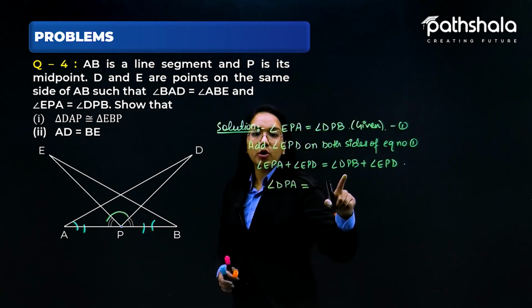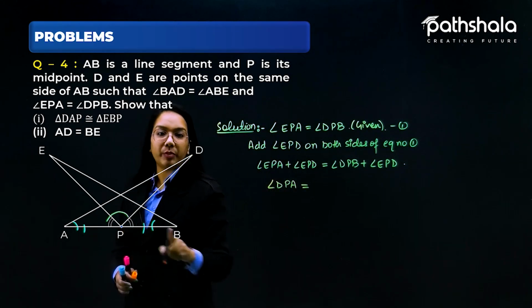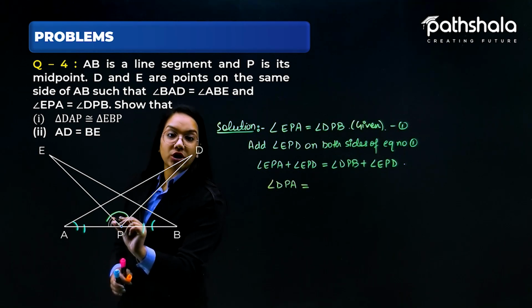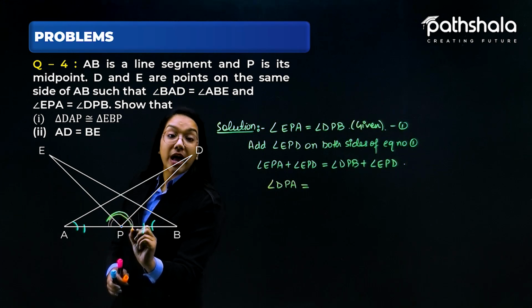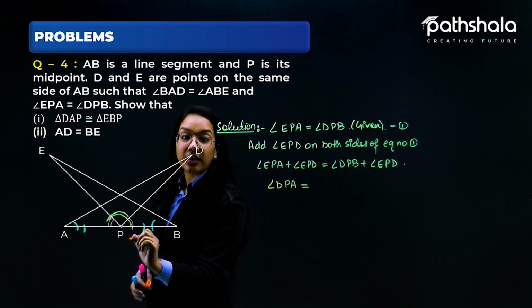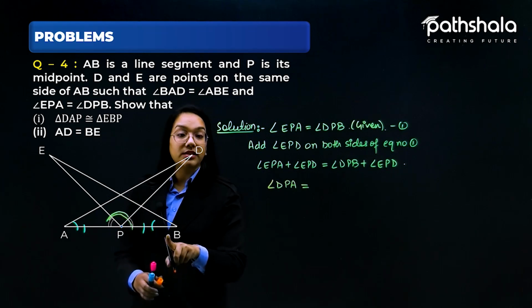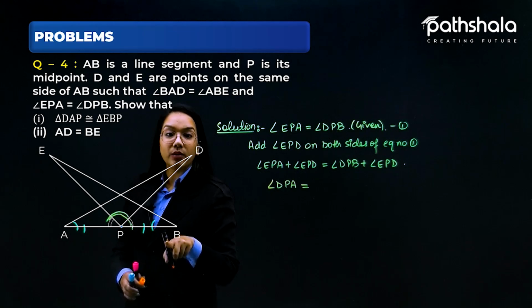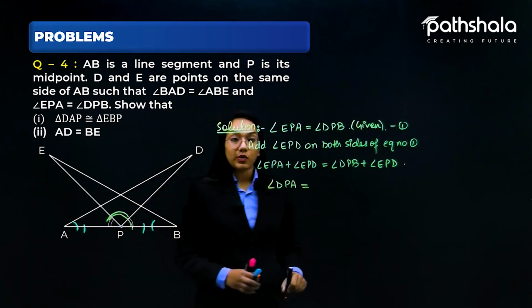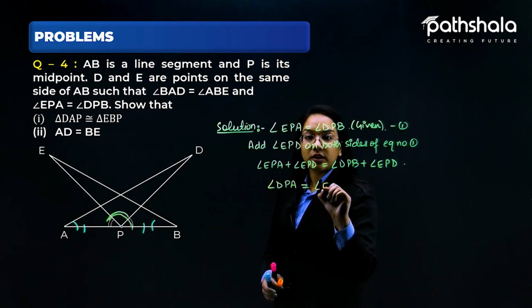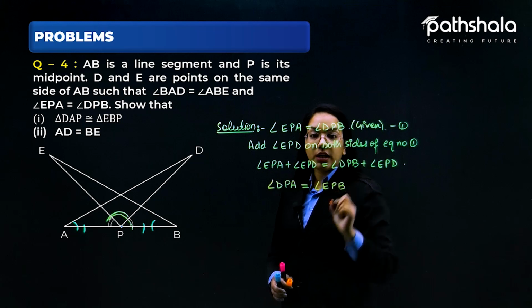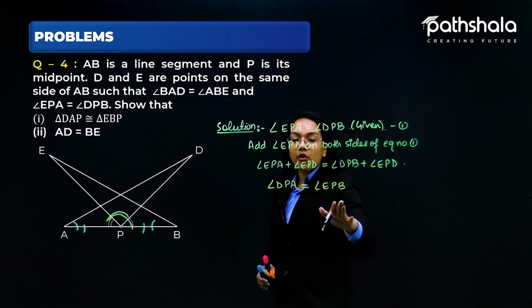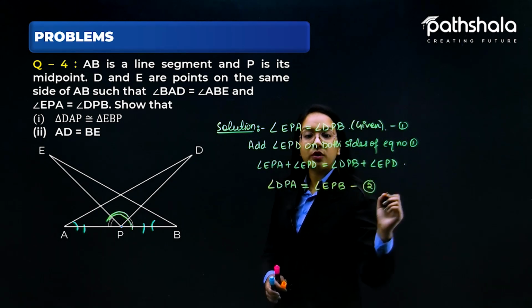Furthermore, I'm talking about DPB and adding the angle EPD to it. So I'm talking about this whole angle, which is nothing but angle EPB. You can see this is the whole angle EPB, or we can also say BPE. Let us call this equation number 2.